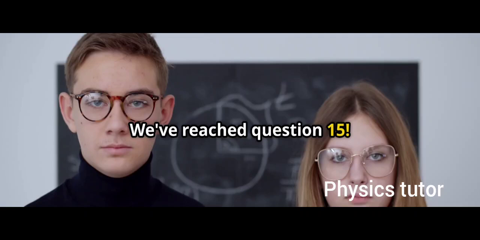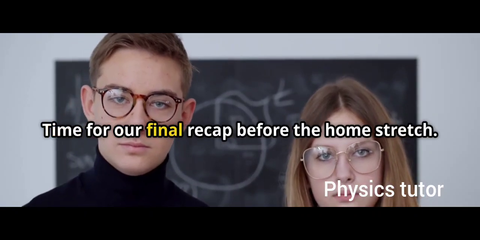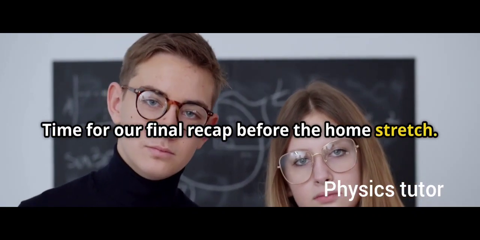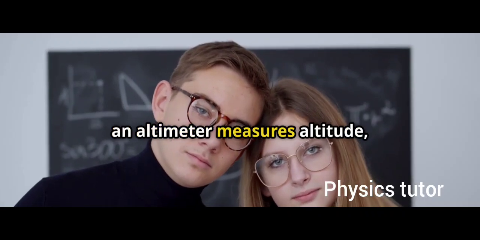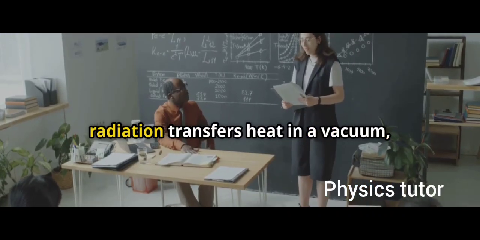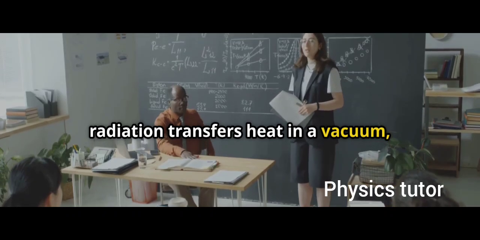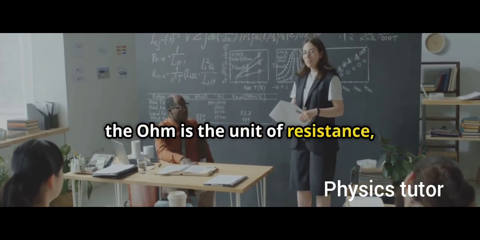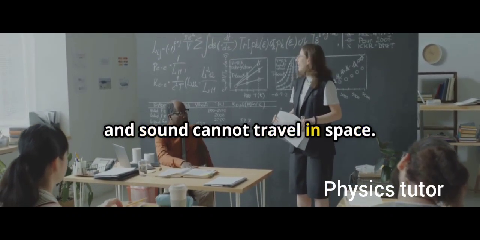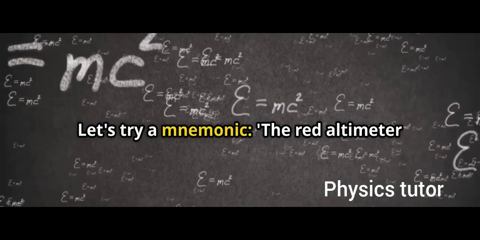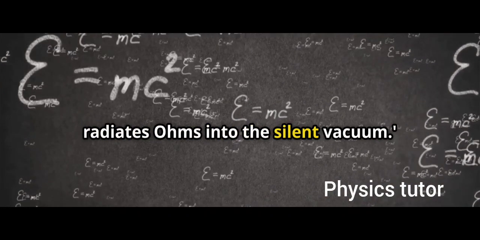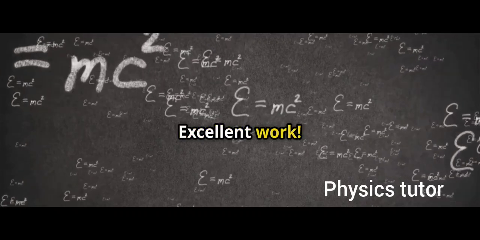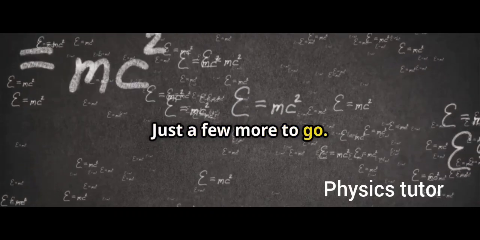We've reached question 15. Time for our final recap before the home stretch. We learned that red light has the longest wavelength, an altimeter measures altitude, radiation transfers heat in a vacuum, the ohm is the unit of resistance, and sound cannot travel in space. Let's try a mnemonic. The red altimeter radiates ohms into the silent vacuum. Excellent work. Just a few more to go.